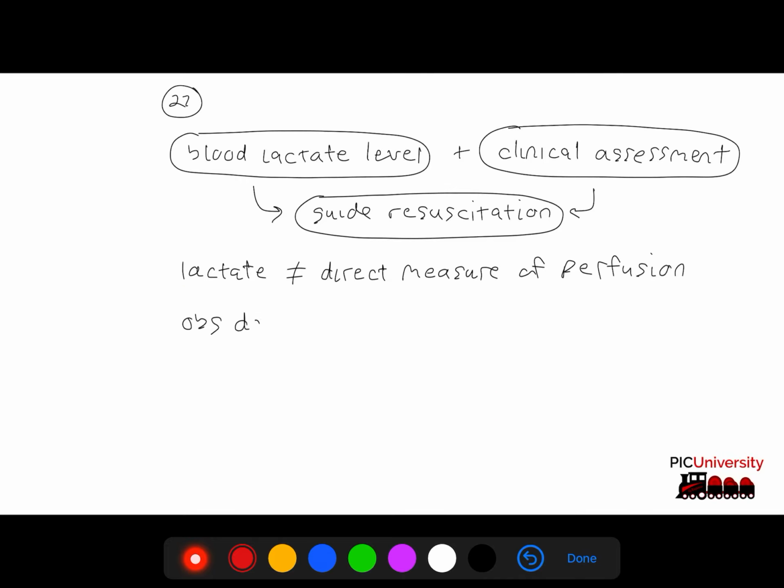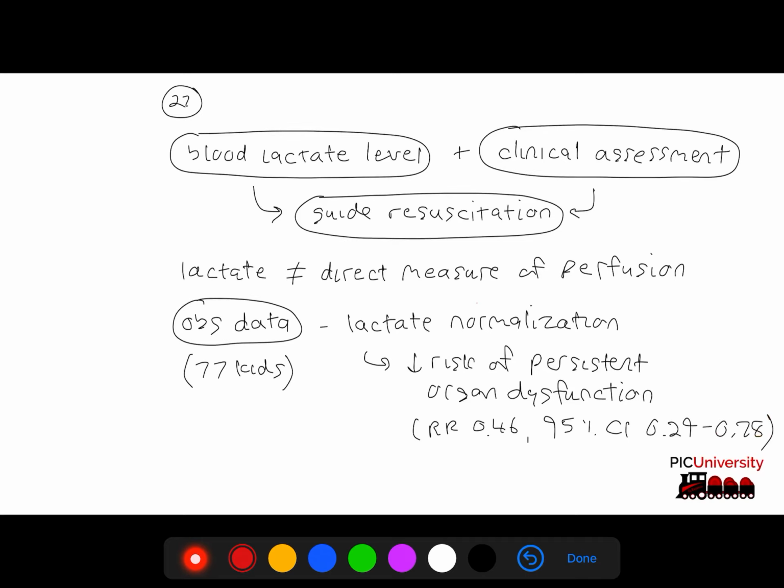Now, another tool that we have is blood lactate levels. So blood lactate, in conjunction with clinical assessment, should be used to guide our resuscitation. And we know that lactate does not exactly equal a direct measure of tissue perfusion because lactate can be elevated for other reasons, such as decreased kidney or renal function or abnormal mitochondrial function. So while it does exist in an anaerobic state of metabolism, decreased perfusion, it is not a direct correlation. However, we know that it's a good tool to be used in conjunction with our clinical assessment.